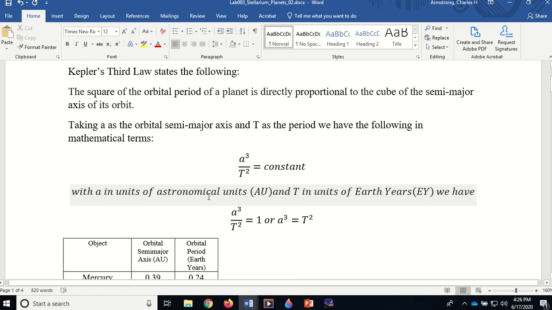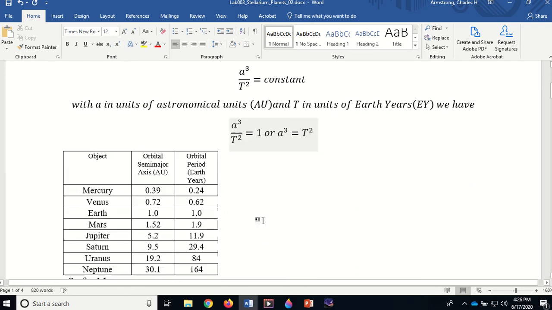Now, if we only deal in units of astronomical units, in other words, the average distance between the sun and the Earth for A, and then T, the period, in Earth years, then A cubed over T squared equals 1. It equals 1 for Earth because A is 1 for Earth and T is 1 for Earth. 1 cubed is 1, 1 squared is 1, so we get 1. So that must be true for all the planets. So A cubed equals T squared.